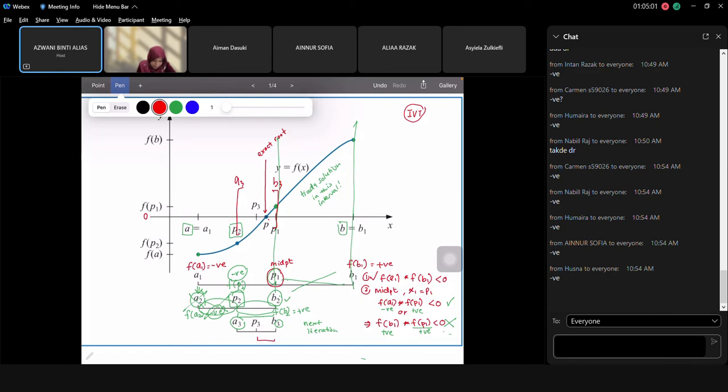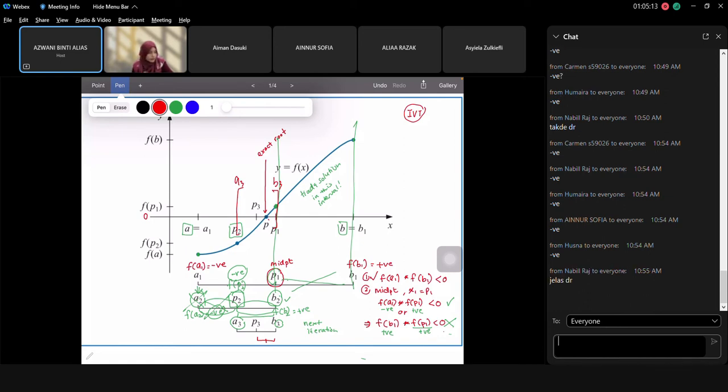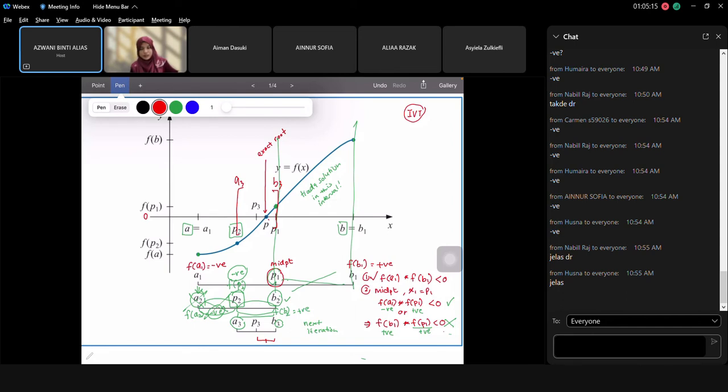Midpoint kat sini, dia check dua-dua ni negatif tak boleh. Dia akan consider yang ni. So lagi kecil lah, so akan menghampiri the value of P. Okay, jelas tak step of bisection method? Kalau jelas, okay, ikut. Kita tengok contoh soalan lah.